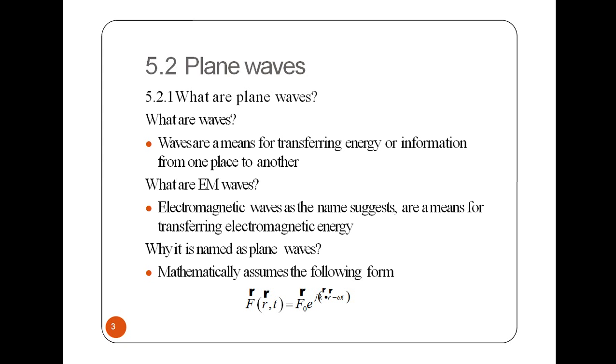So the plane waves, the definition that you have already got: waves are a means for transferring energy or information from one place to another. What are EM waves? Electromagnetic waves, as the name suggests, are a means for transferring electromagnetic energy. Why is it named plane waves? Mathematically they assume the following form: a function of r and t, where r is the position vector and t is the time, and it could be rewritten as e to the power jk. That specific equation has been established earlier, so we don't get into this part.